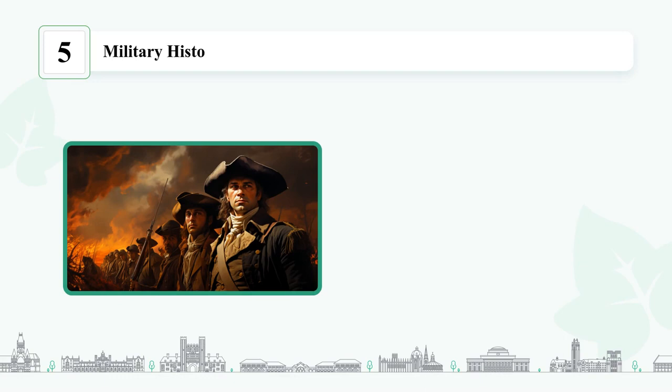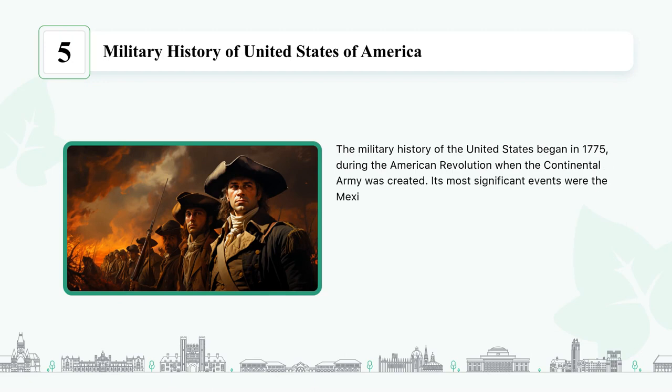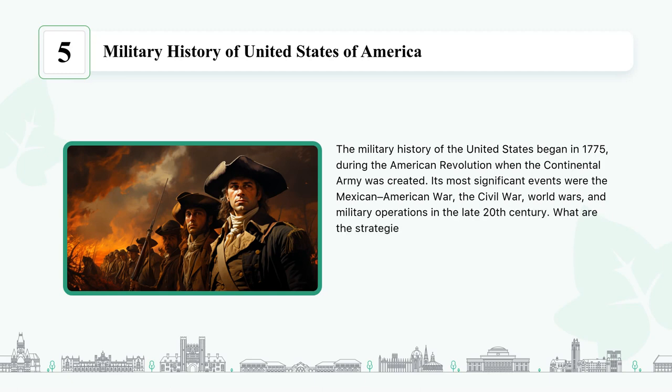Military history of the United States of America. The military history of the United States began in 1775, during the American Revolution, when the Continental Army was created. Its most significant events were the Mexican-American War, the Civil War, World Wars, and military operations in the late 20th century. What are the strategies, tactics, and key figures of the U.S. military? Explore these questions in your essay.